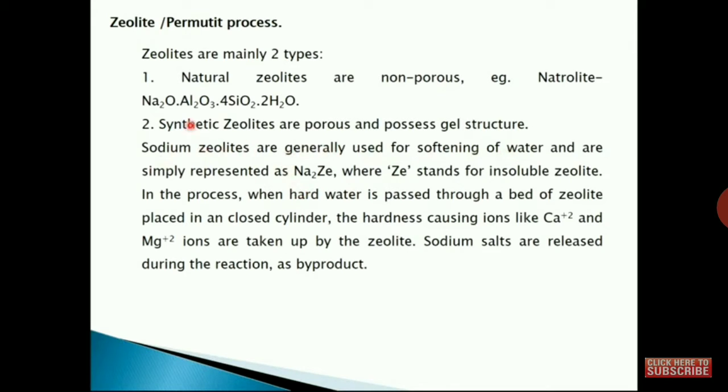And generally, it is not mandatory to write the complete formula again and again. So what we can do, see, the active ion is what? Sodium ion is the active one, which would be replaced at the cost of the hardness causing ions present in the water sample. So it is sufficient to write Na here, right? And Ze stands for the remaining part, that means the silicate part and the aluminium part, right?